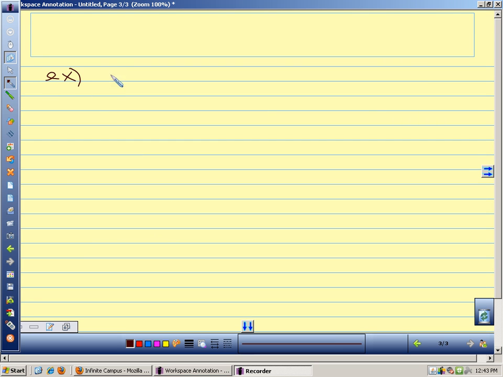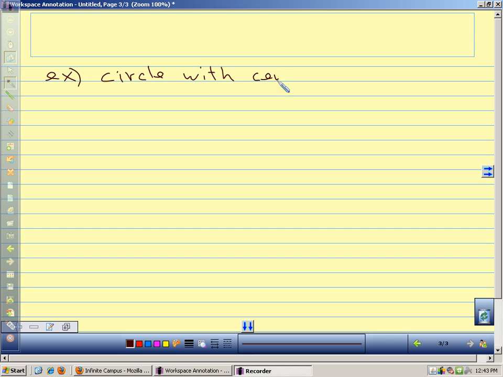So we have a circle with a center of (4, -5) and radius 7. We want to write the equation.